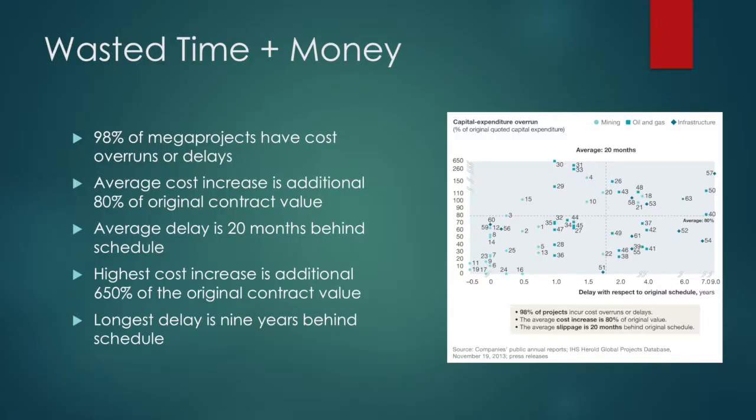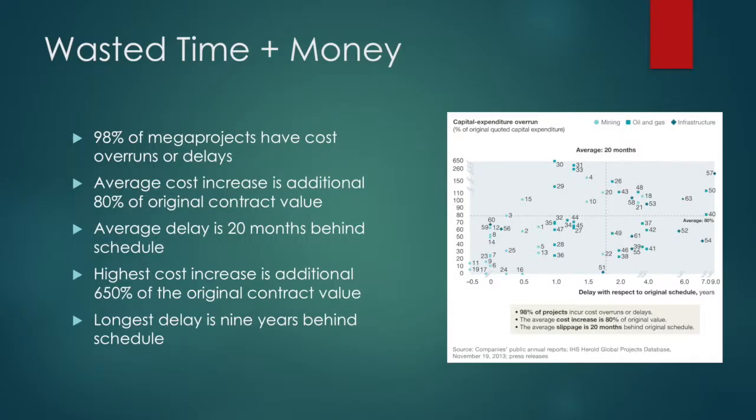To further show why the construction industry needs a high rate of productivity, 98% of mega projects surveyed had a cost overrun or delay, with an average cost increase of an additional 80% of the original contract value and an average delay of 20 months behind schedule. These numbers are terrifying for any general contractor trying to bid on a mega project or properly plan one.